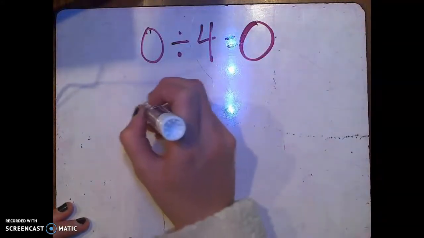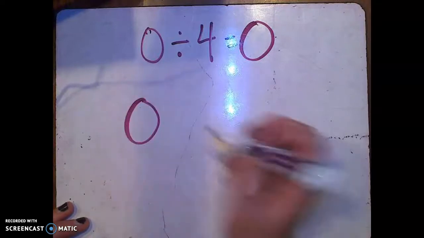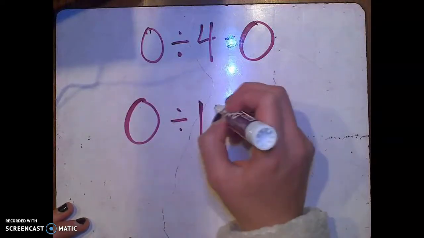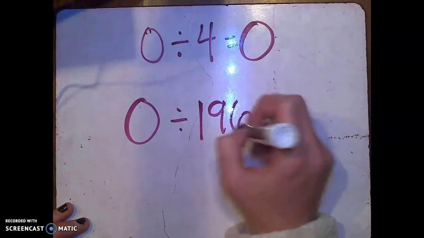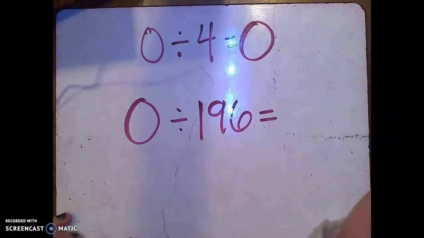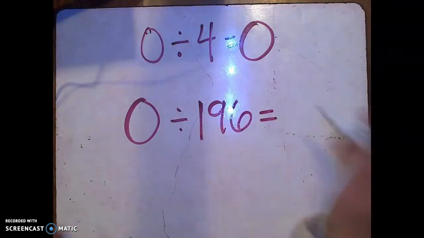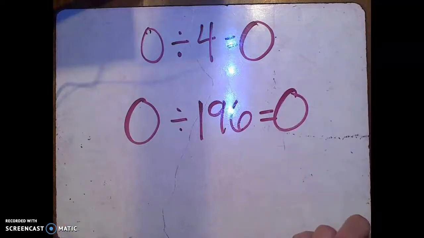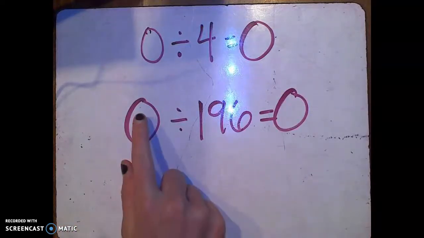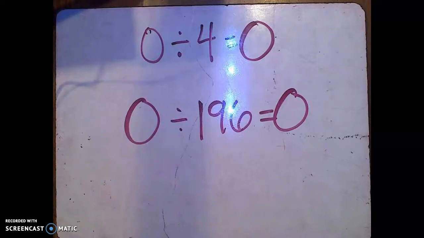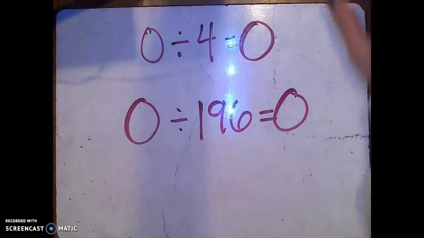I have 0 cookies divided by 196 people. How many cookies is each person getting? 0. None. They're not getting a single one because I have no cookies to give. 0 divided by any number is 0.